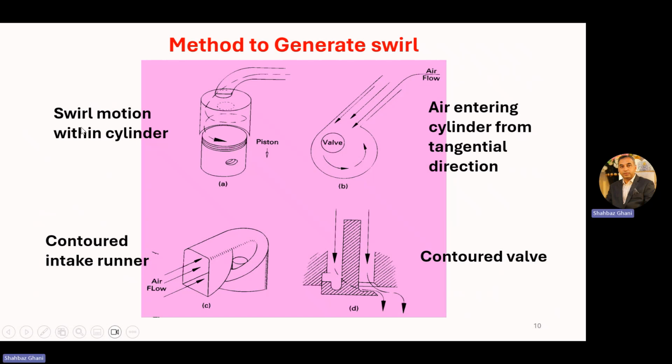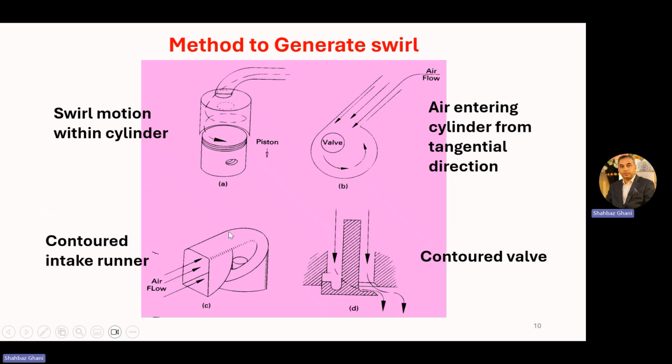Now, methods to generate swirl. First, swirl motion within the cylinder is like this. This is your intake manifold, the piston is going down, creating a vacuum, and the air is coming from this intake manifold, and we have a swirl motion. Second, you design the valve like this, and the air intake is like this, so air enters the cylinder from a tangential direction.